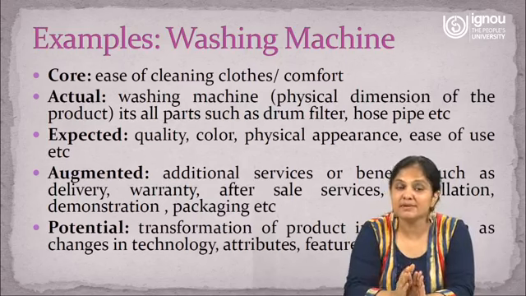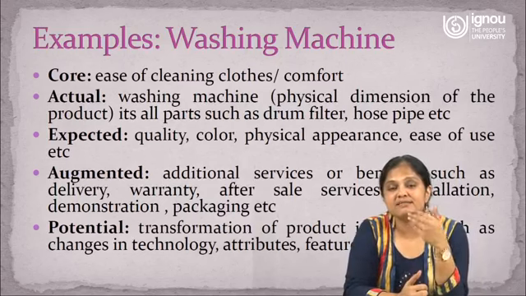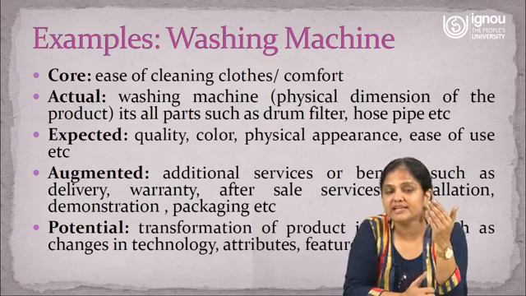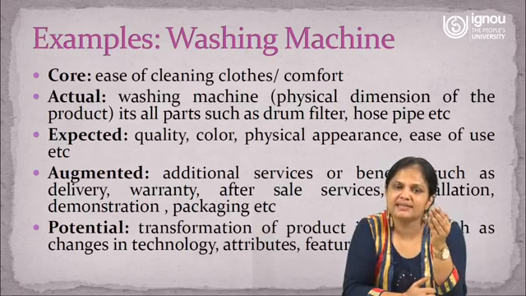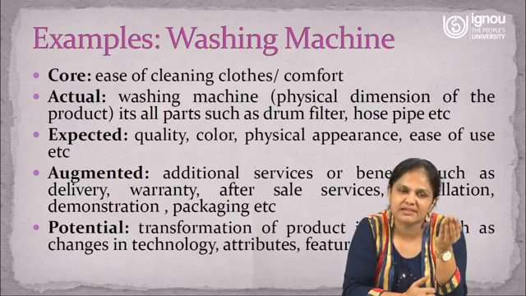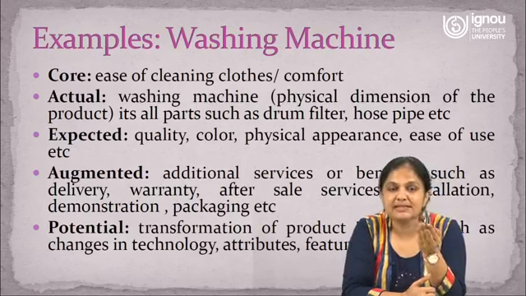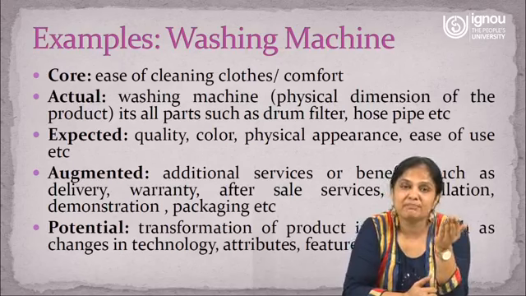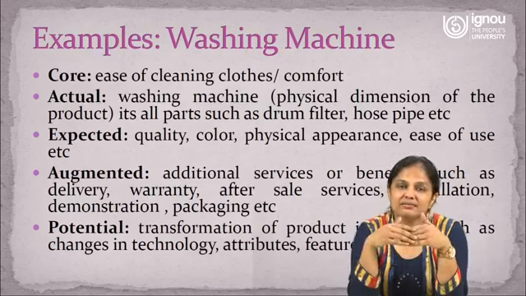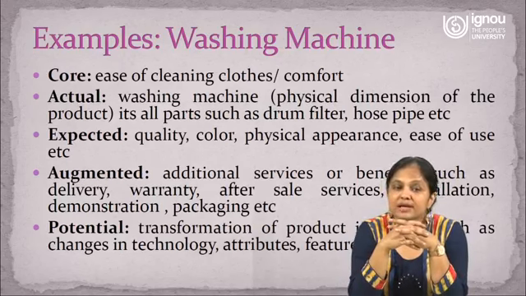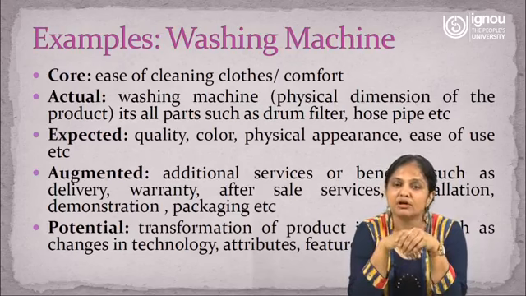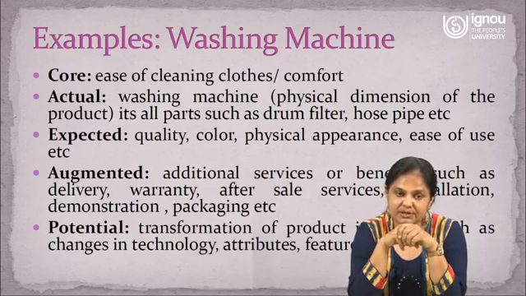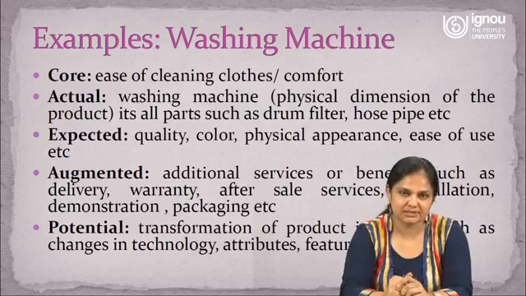expected product. Augmented, when you are getting additional services with that particular commodity, when you are getting additional services with your washing machine. So for example, warranty and guarantee that you are being provided, the delivery, the installation, the demonstration, packaging, etc., they become augmented product. And potential, transformation of product in future, such as changes in technology, attributes, feature, etc., then it becomes potential product.